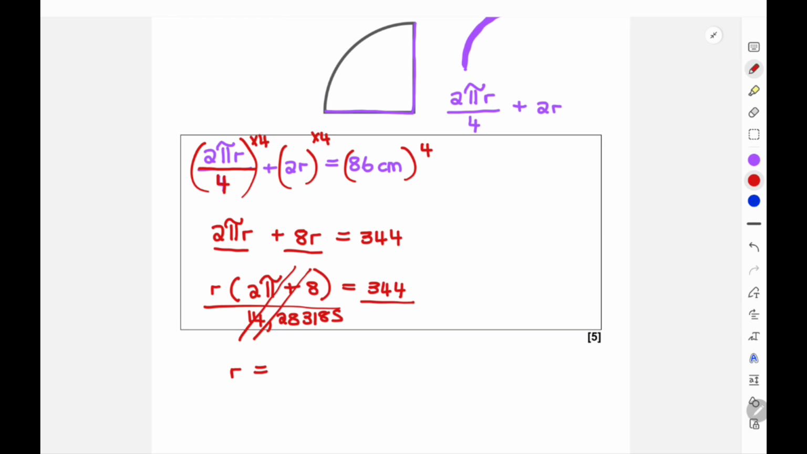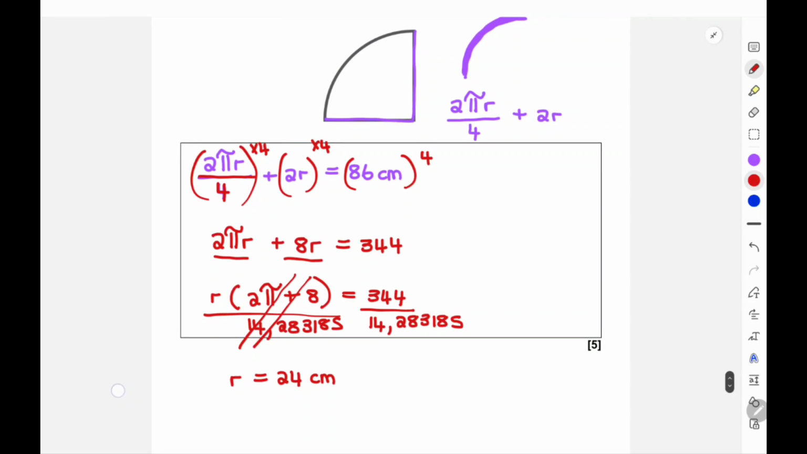But what I do on the one side, I need to go and do on the other side. So 344 divided by 14.283185 gives me the radius rounded off as 24 centimeters.